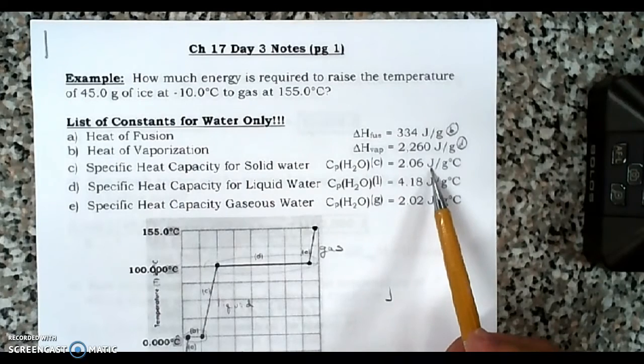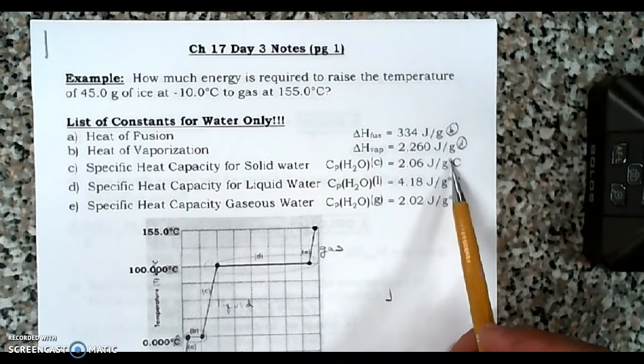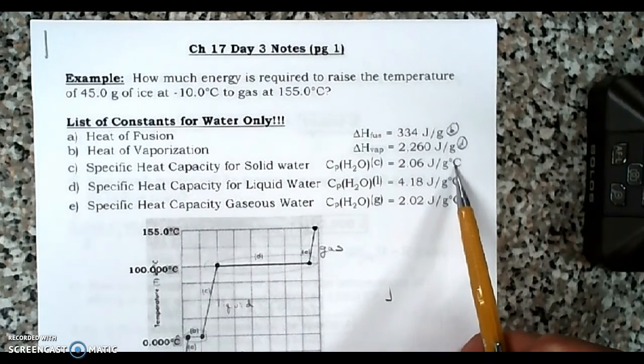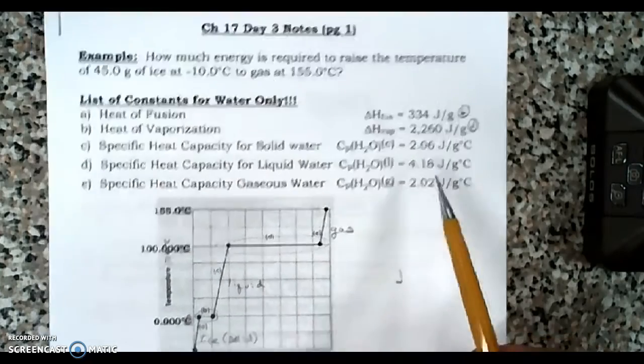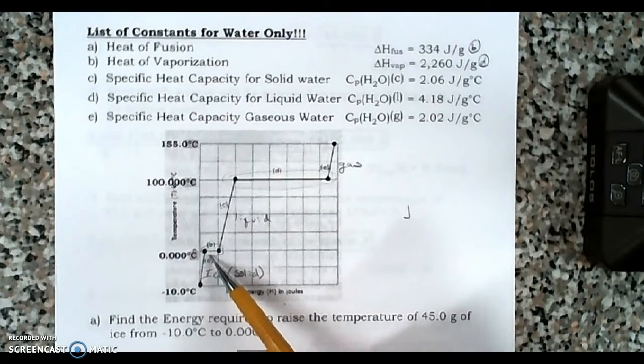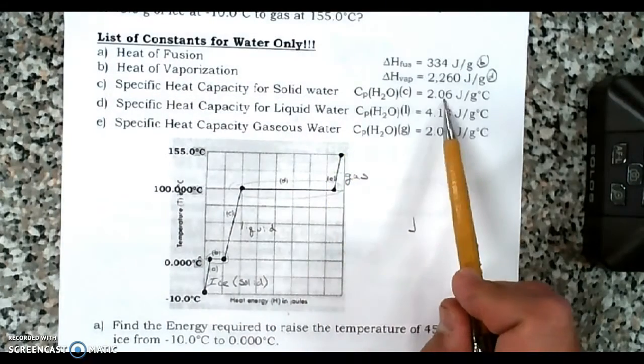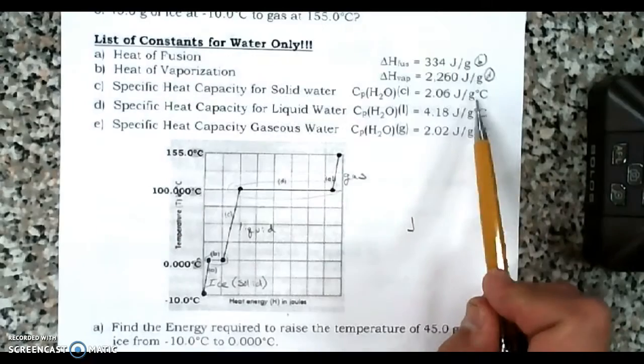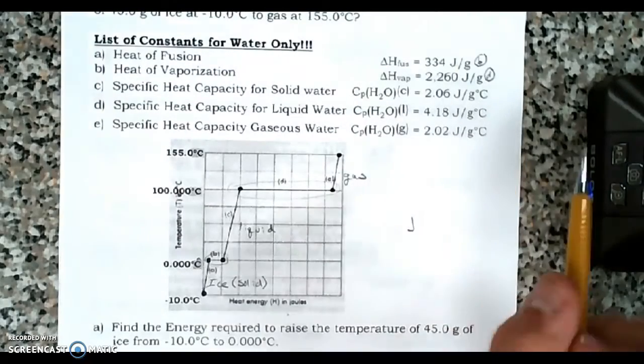But it says here joules per gram degrees Celsius. So it does depend on the mass, but it is a change in temperature that's really big here. And so that's why we use these slopes here. This first slope here is ice, and so we're going to use the specific heat capacity for solid water, 2.06 joules per gram degrees Celsius. So we'll call this region A.